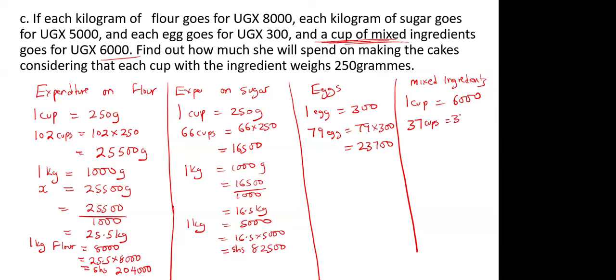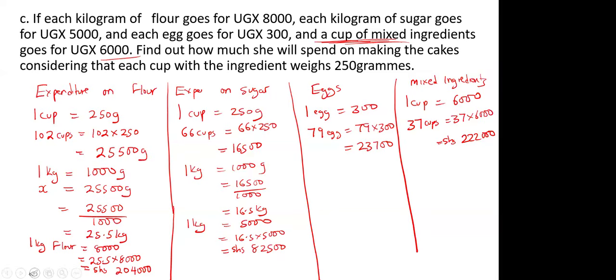So here will be 37 times 6,000. So here we shall have shillings. This is going to be 222,000. So people who are not very careful when reading have gone on to change those cups to kilograms. Yes, so that is where people have gone wrong. So please, you must be very careful not to make that mistake.